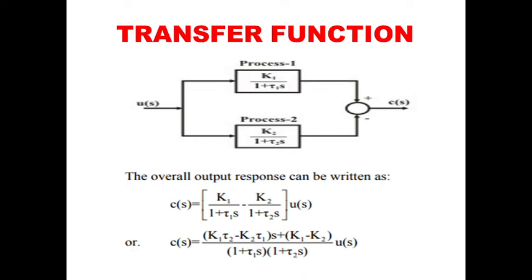So from this, taking the LCM, (1 plus tau 1 s) into (1 plus tau 2 s), then cross multiplying, K1 into (1 plus tau 2 s) minus K2 into (1 plus tau 1 s). So finally we get C(s) equal to [(K1 tau 2 minus K2 tau 1) s plus (K1 minus K2)] divided by (1 plus tau 1 s)(1 plus tau 2 s), into U(s). Are you clear? Okay.